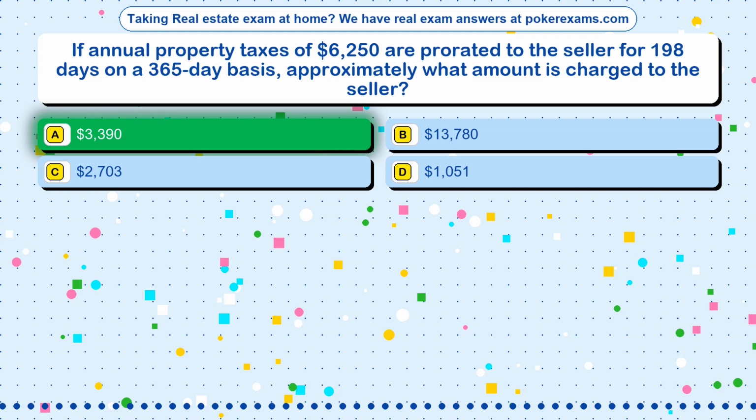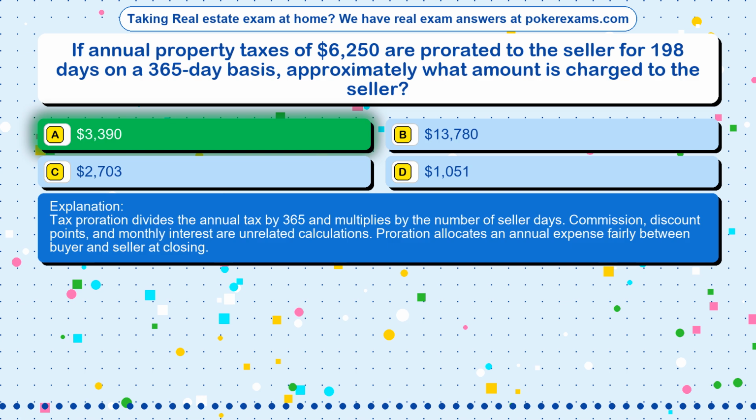The correct answer is option A, $3,390. Tax proration divides the annual tax by 365 and multiplies by the number of seller days. Commission, discount points, and monthly interest are unrelated calculations. Proration allocates an annual expense fairly between buyer and seller at closing.